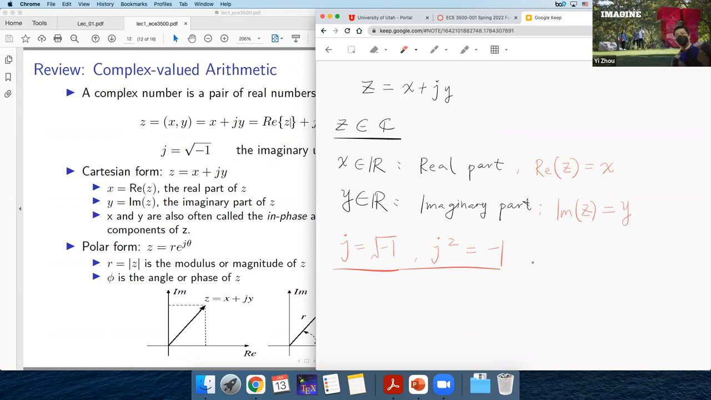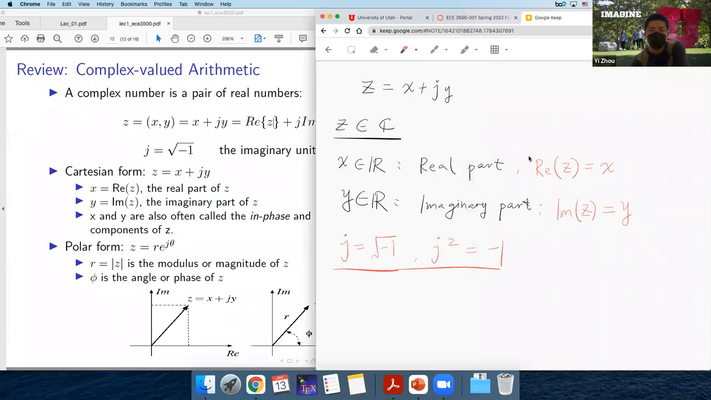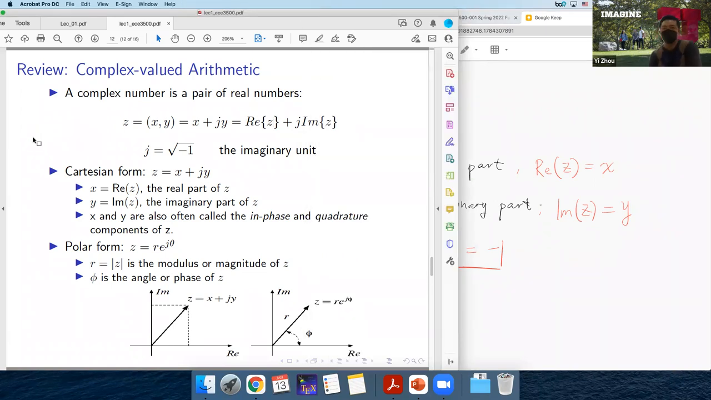Just to emphasize here that both the real part and the imaginary part are real numbers. In particular, this imaginary part does not include this J. It only corresponds to the real number Y. So what we just talked about is the so-called Cartesian form of a complex number. It is expressed as the real part plus J times the imaginary part.